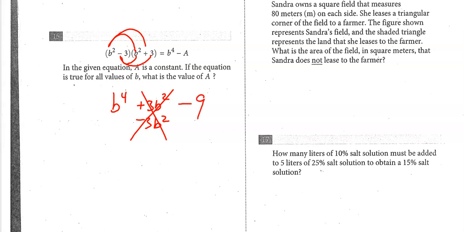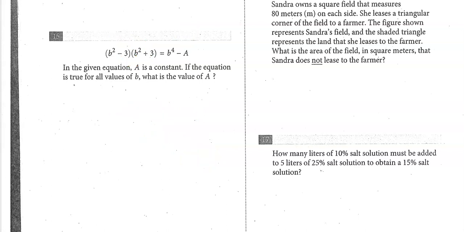So they're saying the answer is b to the fourth minus a, but it's really b to the fourth minus 9. So it looks like the value of a is just 9. I could see people writing -9, but 9 is actually what would match up there.